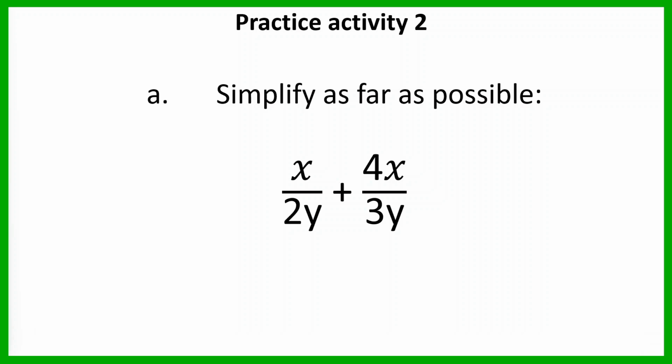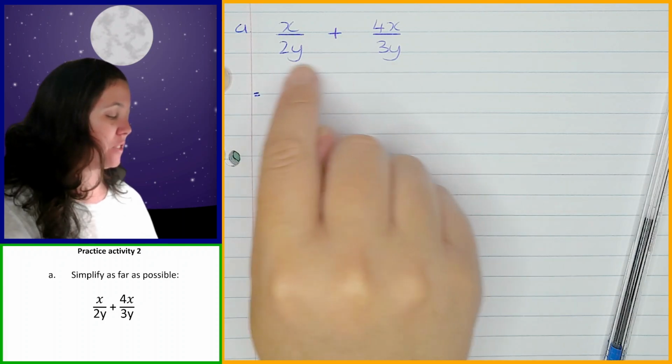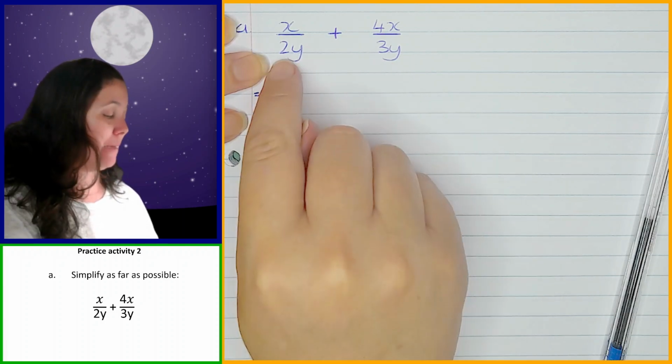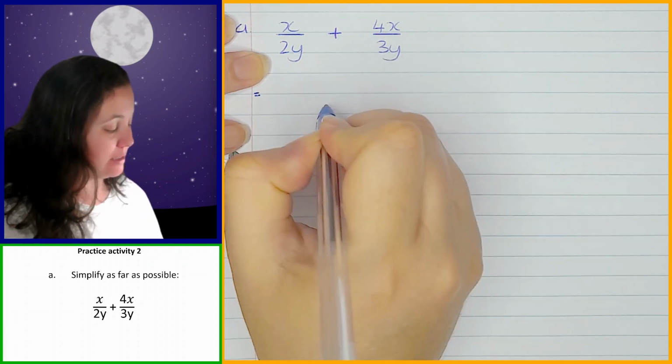Okay, so let's go through that question. First of all, you have to find out what your LCD is for this question. So first I look at my numbers. I've got 2 and 3. The lowest common denominator for 2 and 3 would be 6.